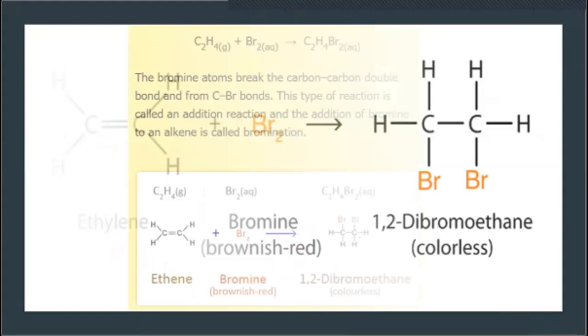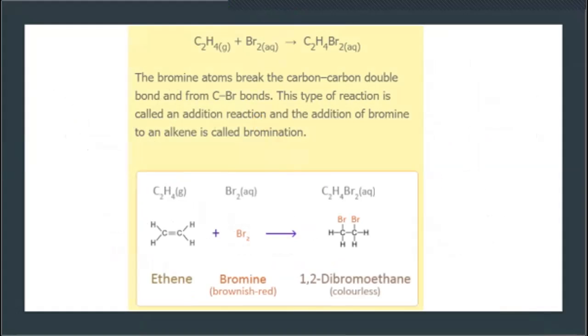All right, so what is that telling us? That is simply telling us this, that the bromine breaks the carbon-carbon double bond to form a carbon-bromine bond, right? And this type of reaction is referred to as an addition reaction. The addition of bromine to an alkene is referred to as bromination. If it was chlorine, it would have been chlorination. If it was iodine, I think you're beginning to get the concept by now.